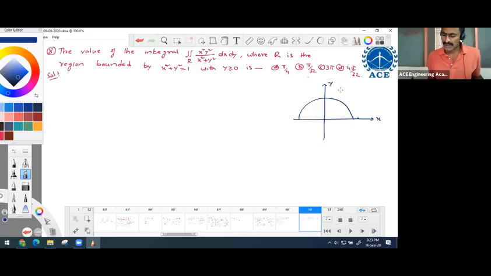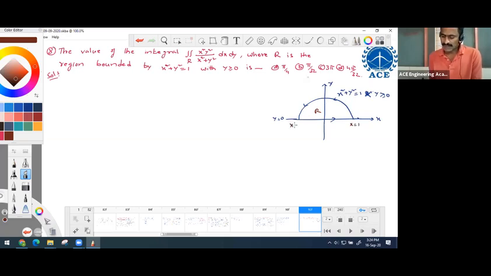X-axis, y-axis. The equation of this curve is x square plus y square equal to 1 and y greater than or equal to 0. It is a condition. The equation of the x-axis is y equal to 0. It is the region, only the upper half of the circle, above the x-axis, semicircle region only. The radius is 1. It is a line x equal to 1.